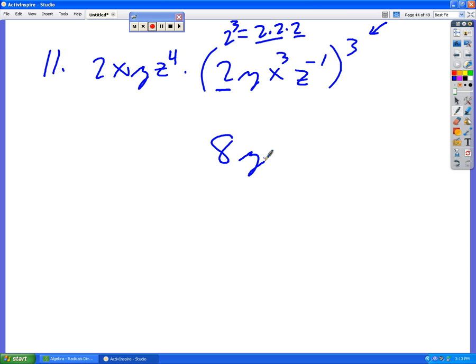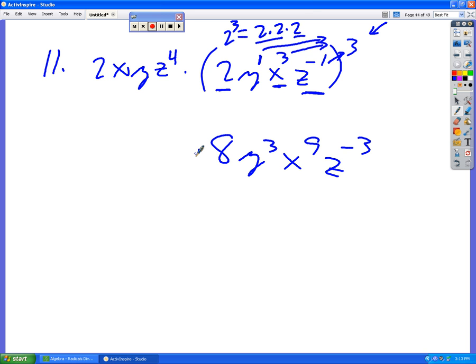Y, how many y's do I have? Well, I have 1 right here, and that 1 has to be multiplied times the 3 outside. 1 times 3 gives me 3. I have an x here, that's a 3, and 3 times 3 is 9. I have a z here, it has a negative 1, and it has to be multiplied by 3, gives me a negative 3. You must multiply every exponent of a letter inside by the exponent outside. That gives me this: 8y cubed x to the 9th, z to the negative 3 on the right side.